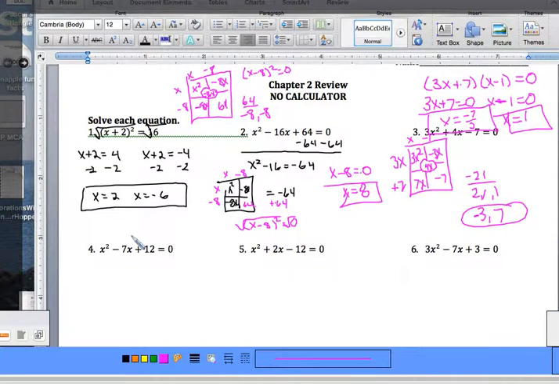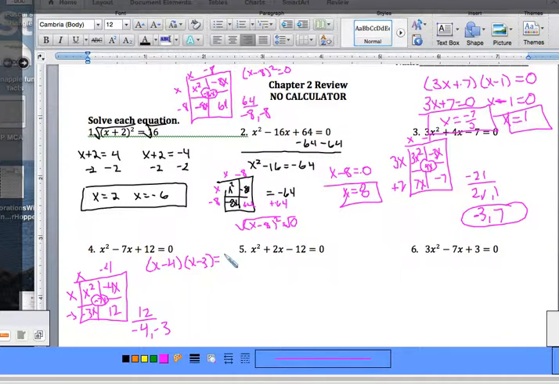Alright, so this next one here, I might try factoring this one again. Again, you could use the quadratic formula. You could do whatever you would like. X squared, negative 7x, and 12. So what multiplies to 12 but adds to negative 7? So negative 4 and negative 3. So now we have x minus 4 and x minus 3 equals 0. So we end up with x equals 4 and x equals 3 are our answers.